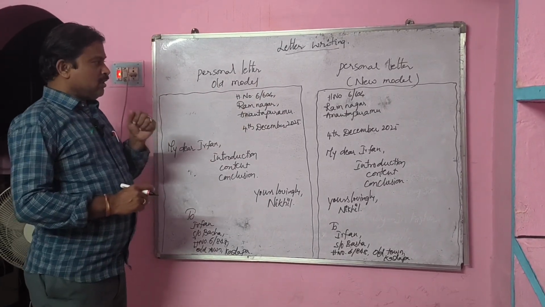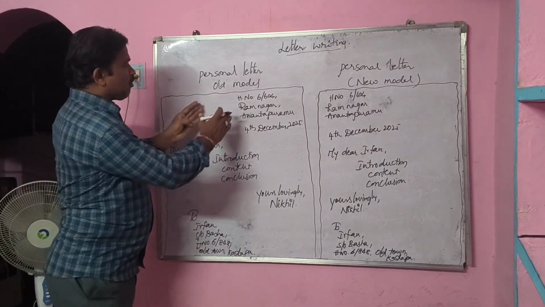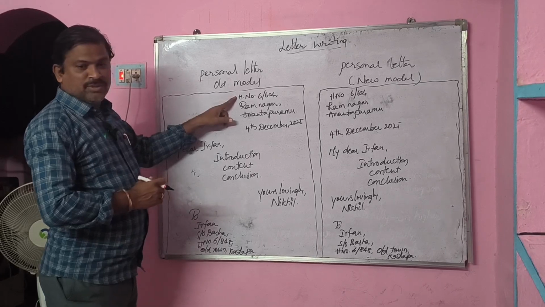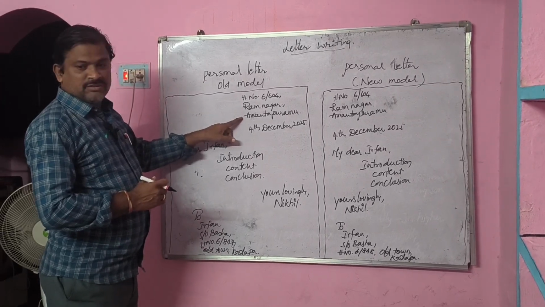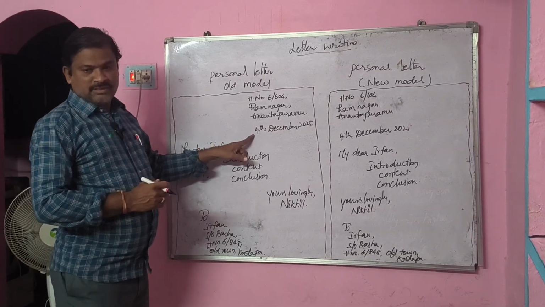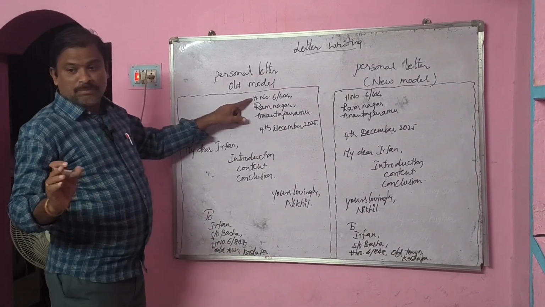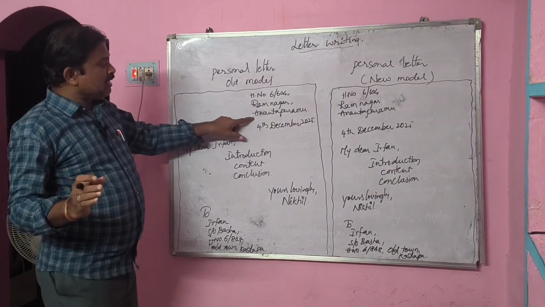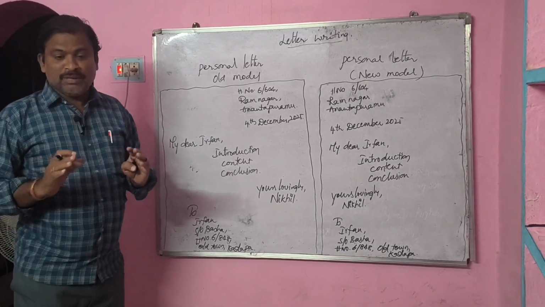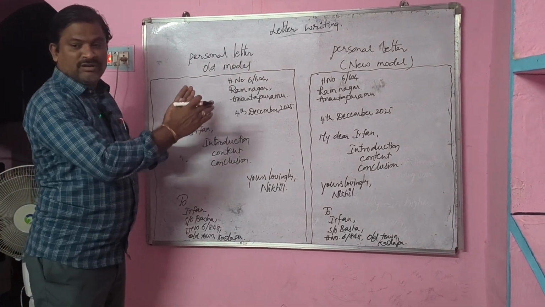Suppose in the old model, if we observe, the address goes on the right side, at the end of the right side: first house number and street, town, after that one line space and write the date. Whenever you start the first line at one particular place, the remaining lines should also start from the same space. But anyway, this address should be written at the end of the right side.